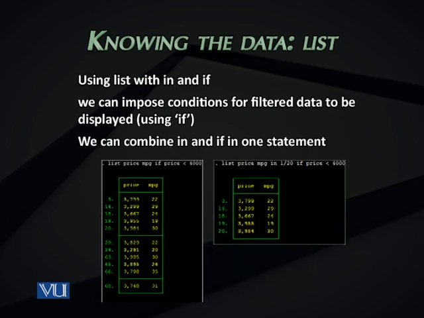Similarly, if you type list price MPG in 1/20, if price is less than 4,000, you will get another set where price is always less than 4,000 and you have only selected rows 1 to 20. So Stata will look at rows 1 to 20 and display all the rows where price is less than 4,000, and you will have your results quick and fast as you require.